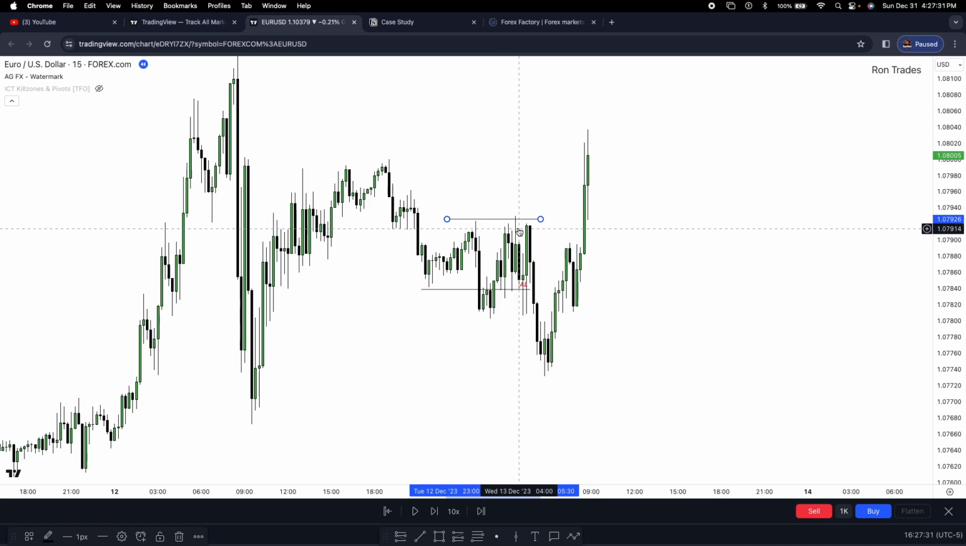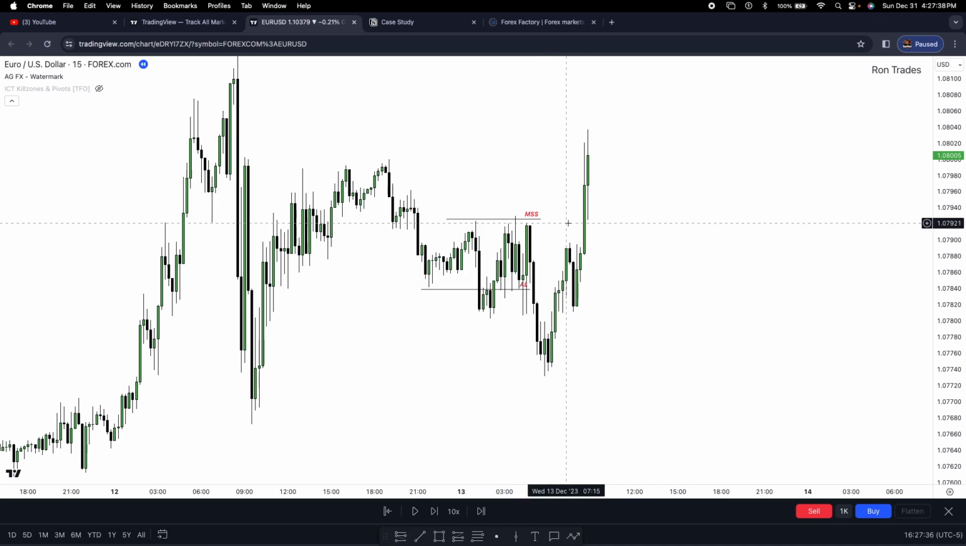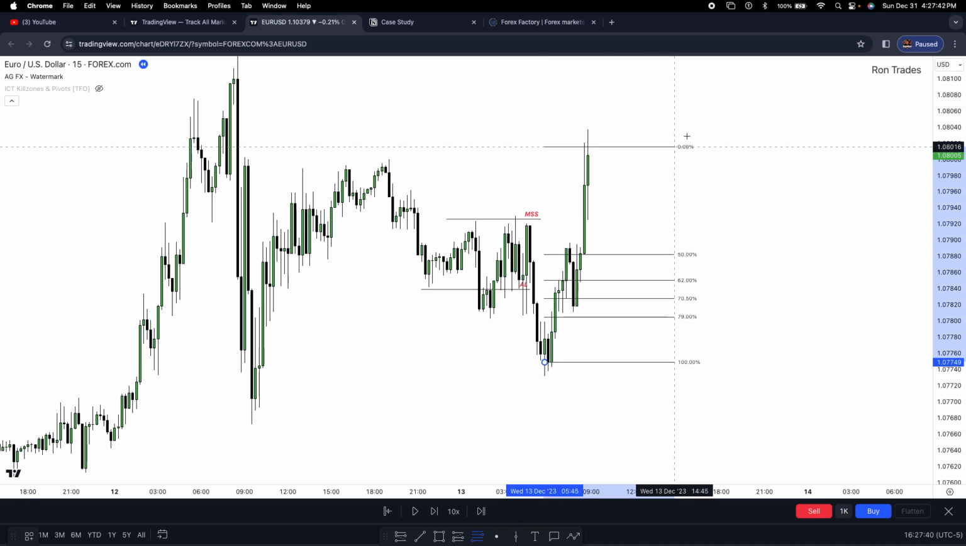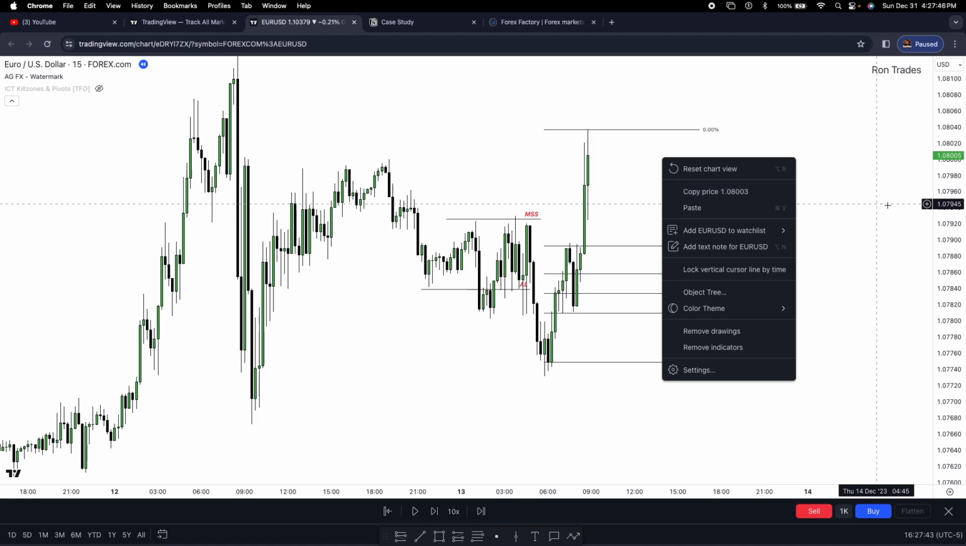Notice how I didn't use this wick. I waited for the body to close above. That's one of my rules. So we had an MS shift. Now I simply draw my fib from this low up to this high, and we're going to track it until we get our OTE fill entry.